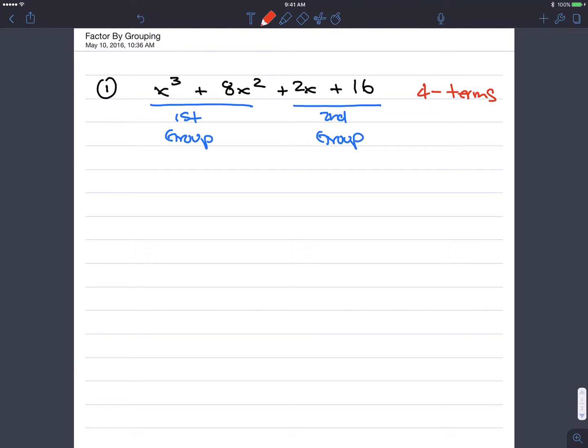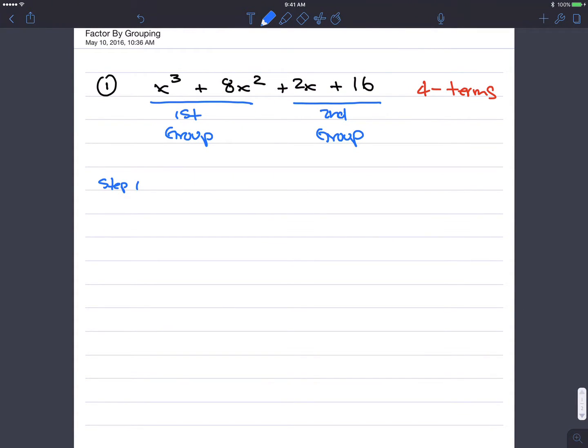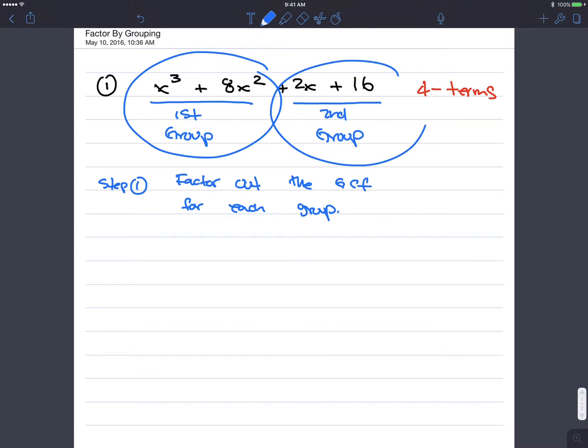Okay? So here's what you're going to do for each group. If you want it in steps, I should say the following. Maybe step 1. If you want to describe what to do, I'm going to say factor out the greatest common factor, the GCF, for each group. Okay, now here's what this looks like, right? Here's my first group. Here's the second group.